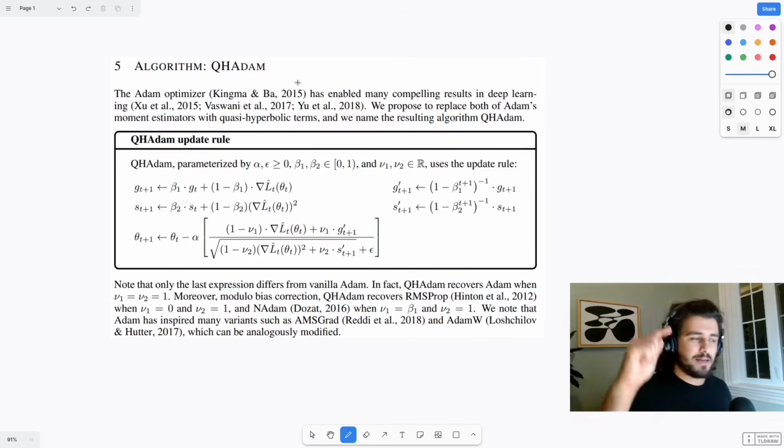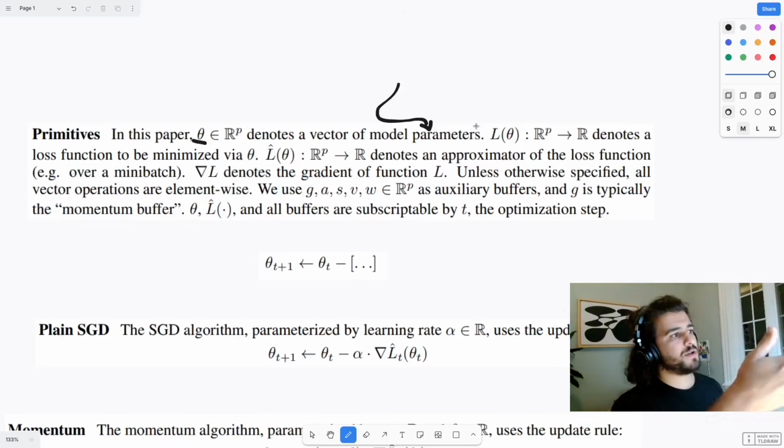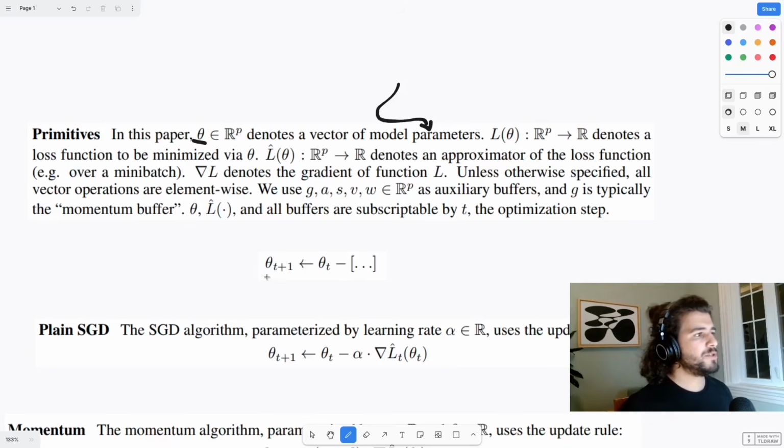So take a step back. Okay, here we are. Took a step back, right? We start with the primitive here. We have theta, which is the model parameters, right? So every time we're going to see a theta now, don't say theta in your head, say parameter. At t plus 1 here, parameter at t plus 1 is equal, right, to the parameters at time t minus something. That's how you should read it.